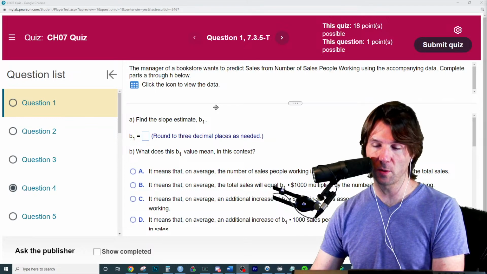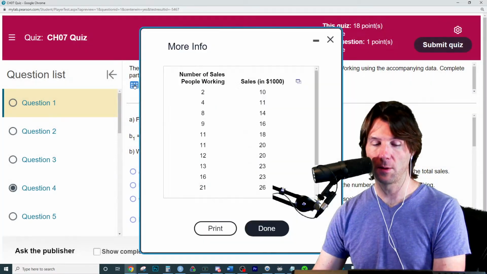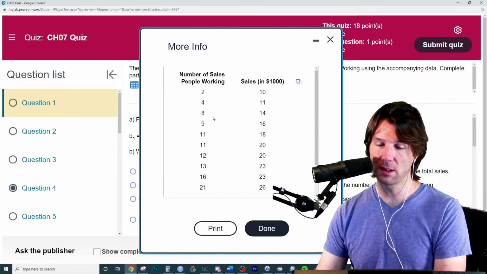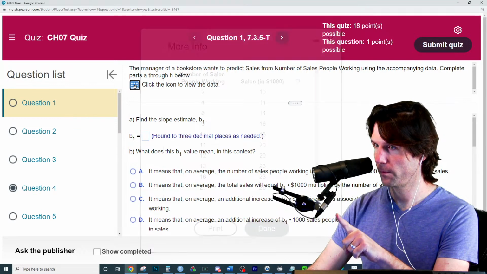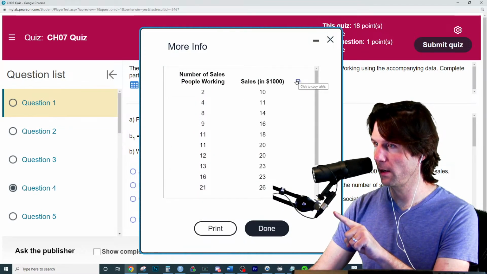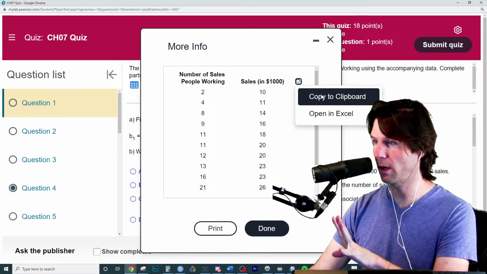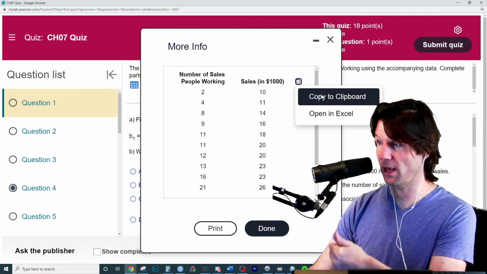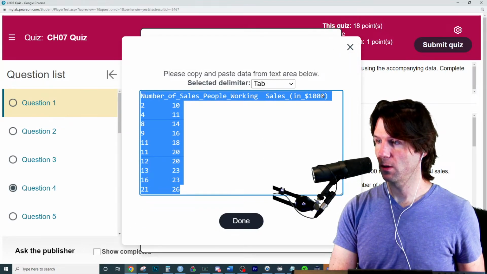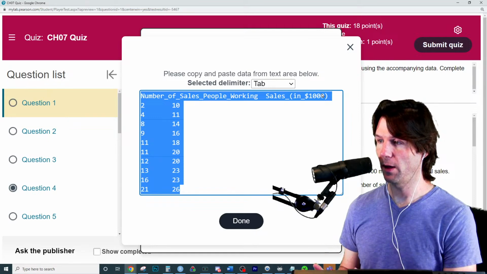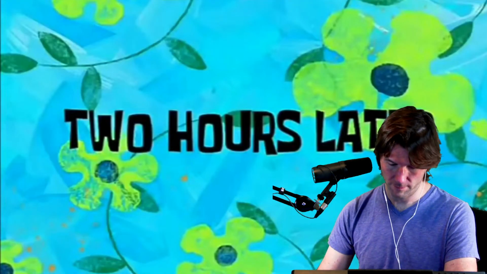So here we are. The manager at a bookstore wants to make predictions for the number of sales based on the number of people working. And we have data right here. With this data, watch this process. You need to click right here. Then you need to click right here. Then you need to copy to clipboard. Slow the video down or pause it. Make sure you follow these steps exactly. Now you need to hit Control or Command C. Now that you've done this, you're going to go to JMP. We got a JMP going here.